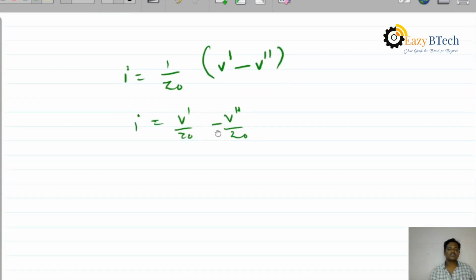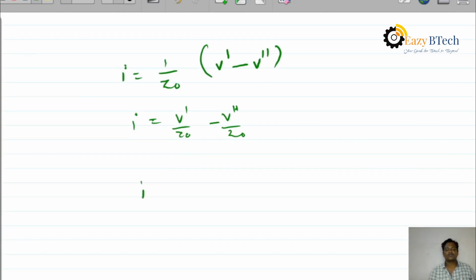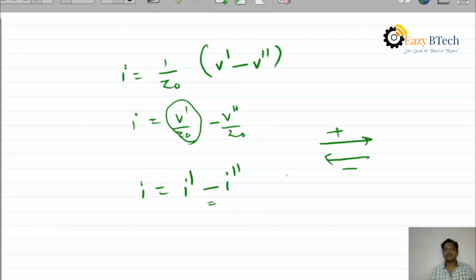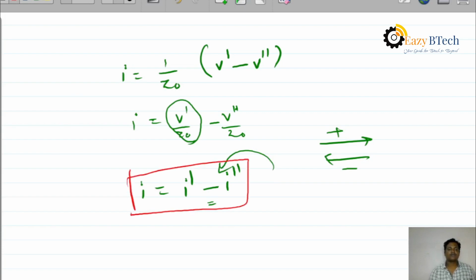I am taking this term as I dash, and this term as I double dash. Okay, it is clear. For the current direction, we clearly mentioned that in this direction it is plus, and in the reverse direction it is minus. That's why for the reflected wave it is minus. Okay, this is the current waveform. I is the incident and reflected waveforms. This is the way we derive the expressions for voltage and current waveforms in traveling waves.